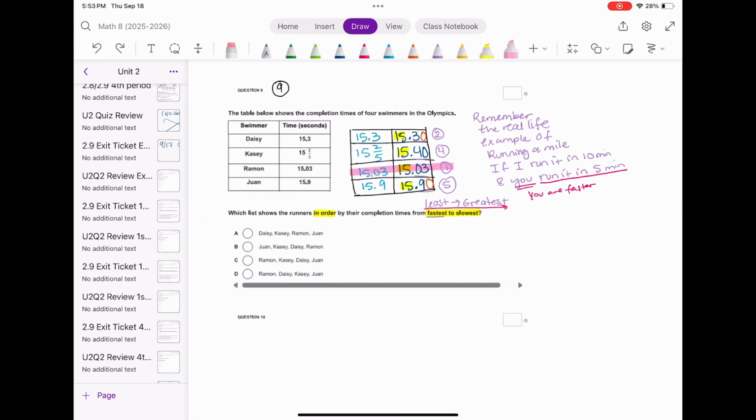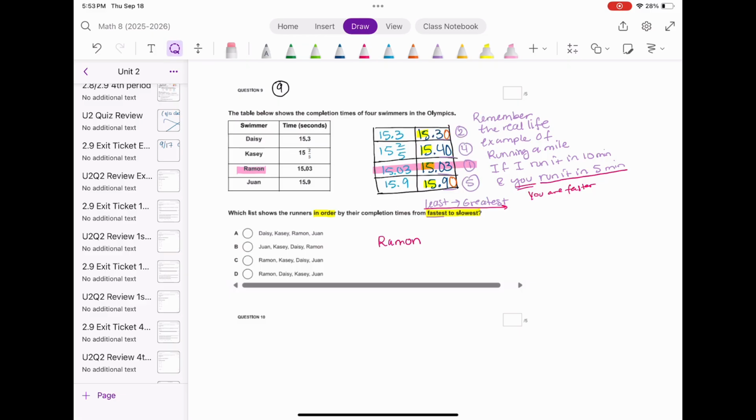Here I'm writing the names. Remember that you're taking this test on a computer. So if you write everything on your notebook, it's easier for you to label them and put them in order without making as many mistakes. So I know Ramon is the first one. He's the fastest.